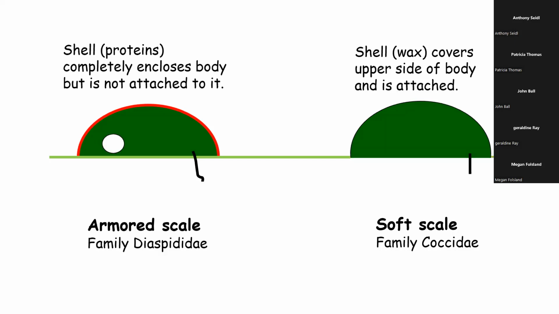A couple of other things: the eggs that are laid beneath the adult scales for the armored scale, usually tens of eggs. They might lay 20 or 30 eggs. For soft scales, you see hundreds of eggs laid underneath the female shell.